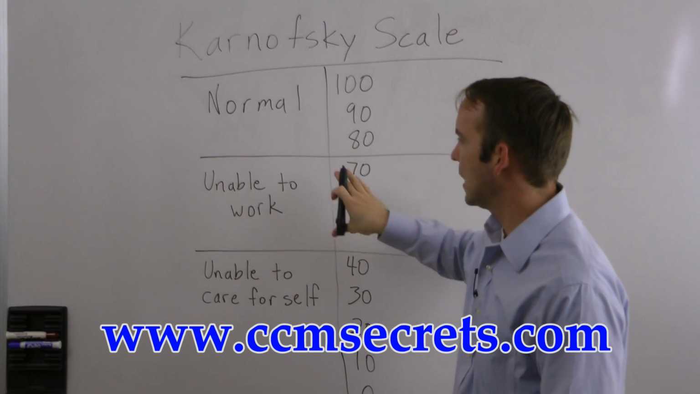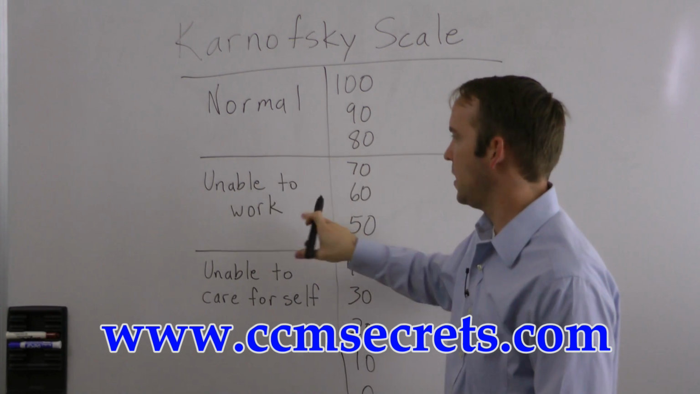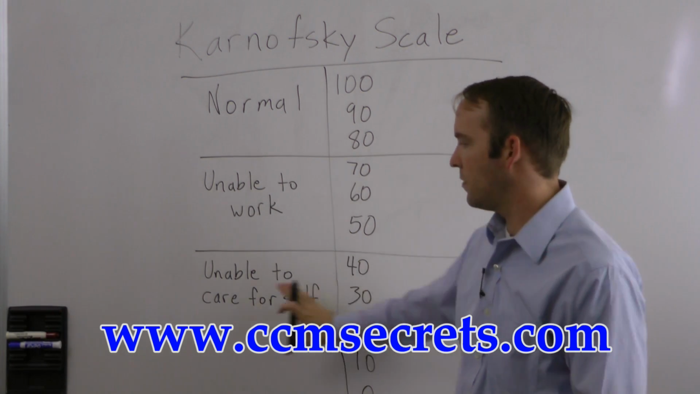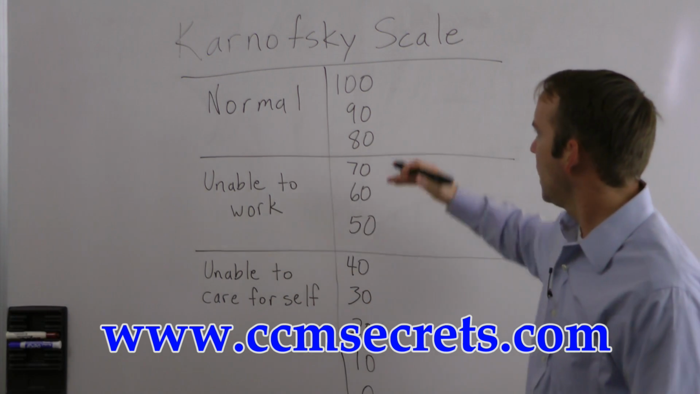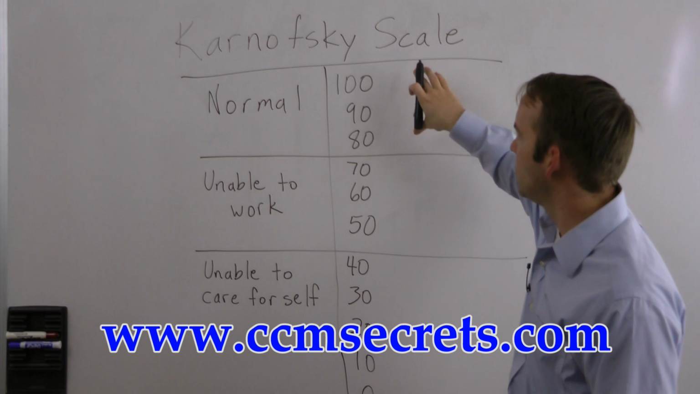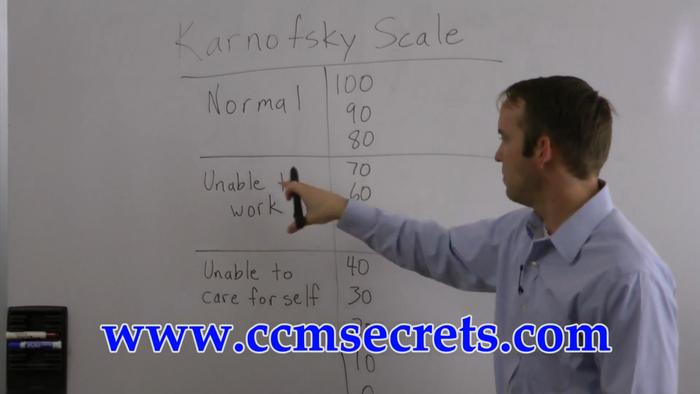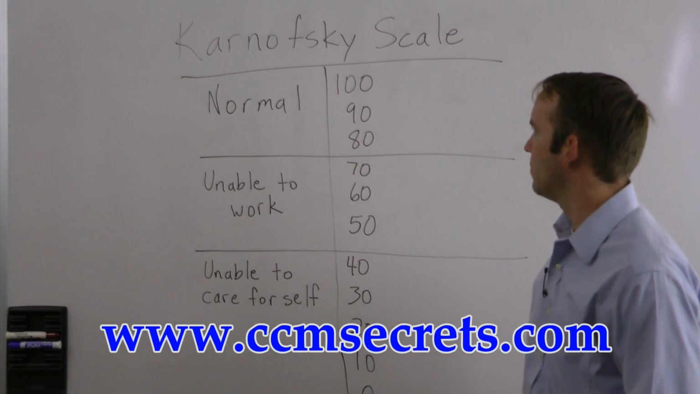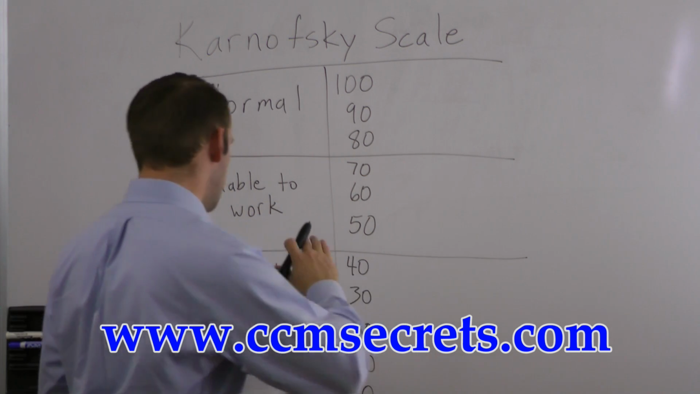But we have three major classifications. We have normal, then we have this moderate disability, unable to work, and then we have a much more severe level, which is the unable to care for self. And that breaks down. 80 to 100 is considered normal, 50 to 70 is then this mid-range, and then 40 and below.